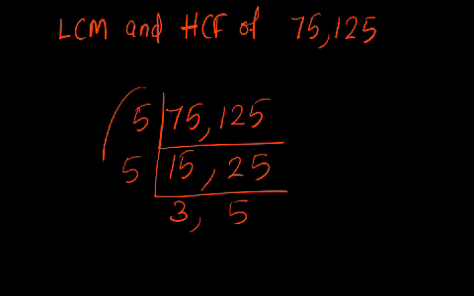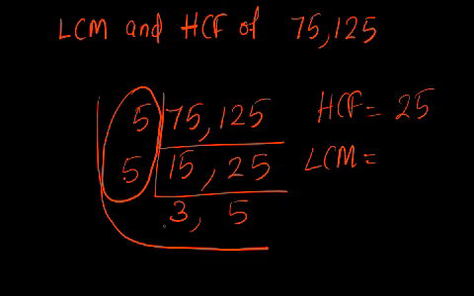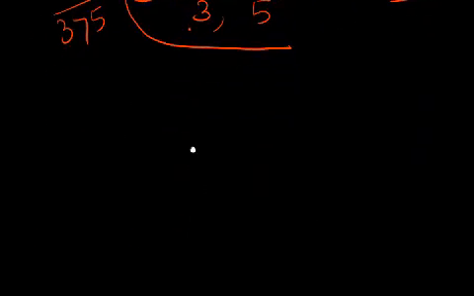So HCF will be the product of these numbers. HCF is equal to 5 into the numbers on the left side. So 5 into 5, 25. LCM will be the product of all of these numbers. 5 into 5, 25. 25 into 3, 75. Then 75 into 5. 5 into 5, 25. 7 into 5, 35 plus 2, 37. So the answer is 375.